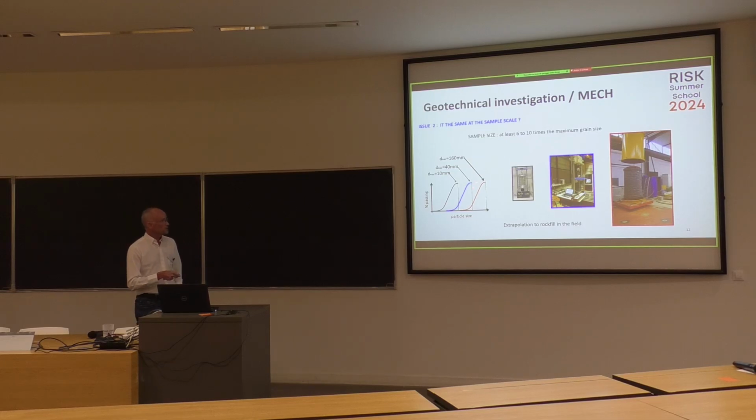Then we test a second grain size distribution here in blue with a maximum grain size of 40 millimeters. But we have to respect a condition of representativity. In geotechnics, the sample size must be at least 6 to 10 times the maximum grain size. So if we experiment on a soil with a maximum grain size of 40 millimeters, we also have to increase the size of the specimen.